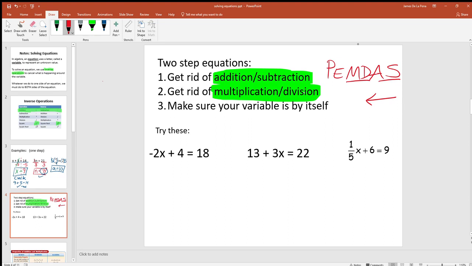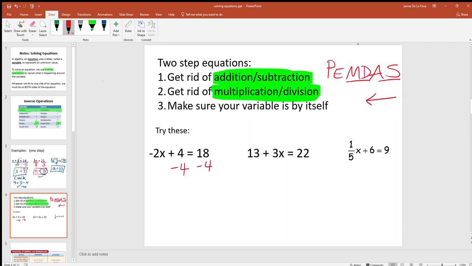We can get rid of multiplication and division. We can get rid of exponents or square roots that we have to take care of. And then finally, if we have parentheses right next to our variable, we can get rid of that last. So here we've got negative 2x plus 4 equals 18. We want our x by itself. We have x multiplied by negative 2, and we also have 4 being added. So let's get rid of the addition and subtraction part first.